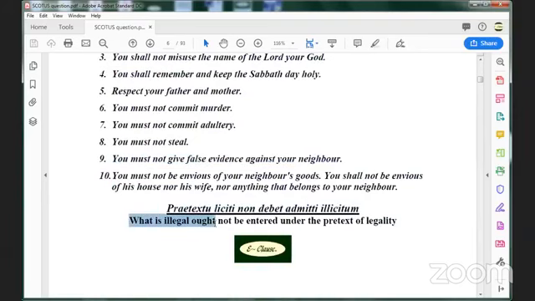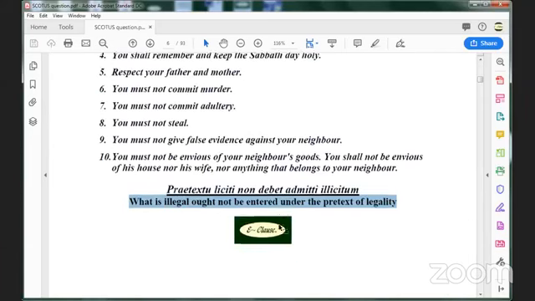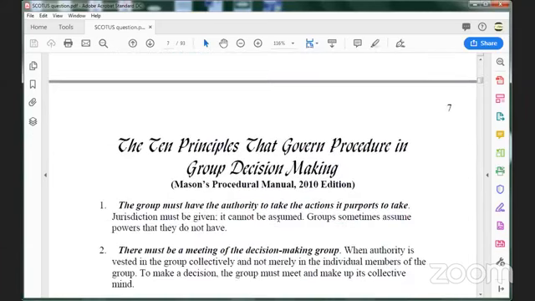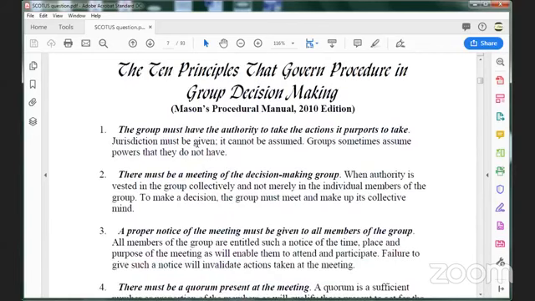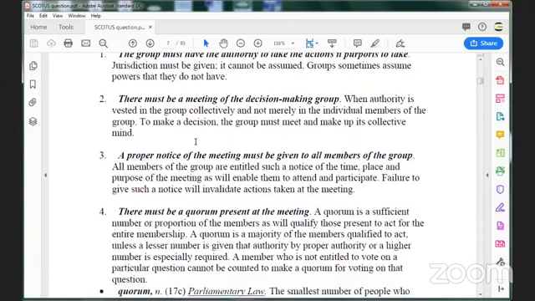And what is illegal ought not be entered under the pretext of legality, which is exactly what they did. You don't need to be a genius or a rocket scientist to figure this out, right? So again, those principles that govern the procedure of group decision making that I was just reading from the Mason's Manual, I've listed here for you. So you can go down through and read them.